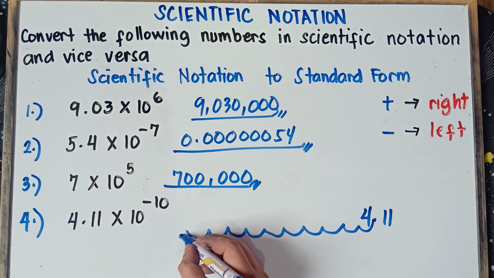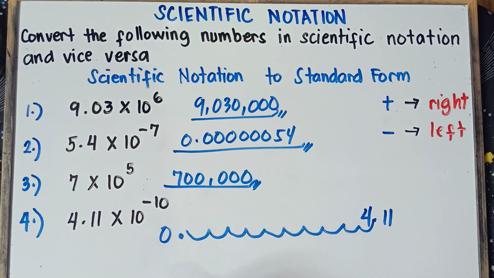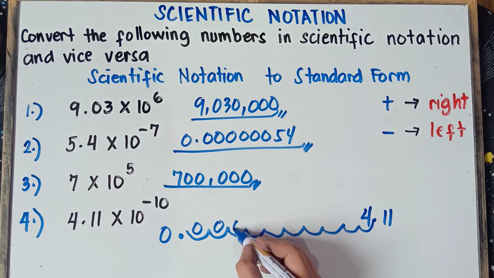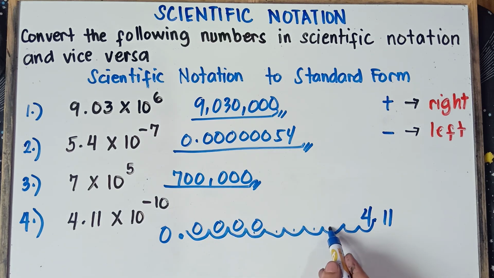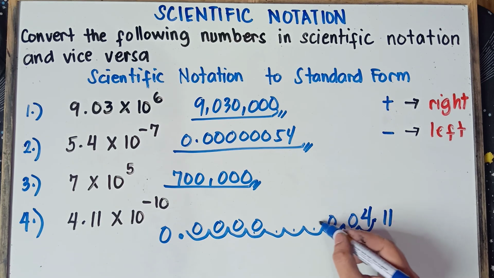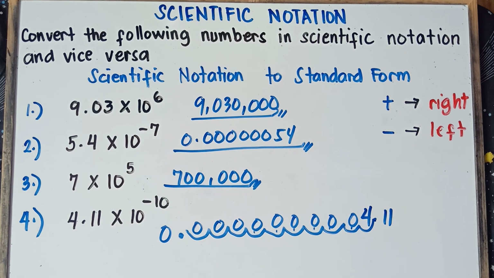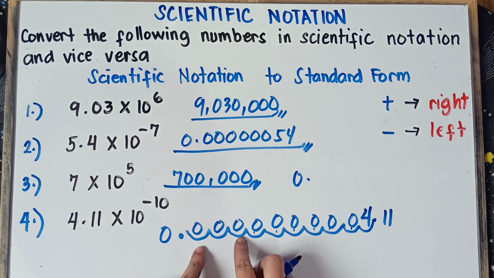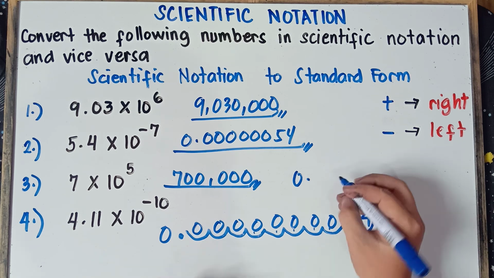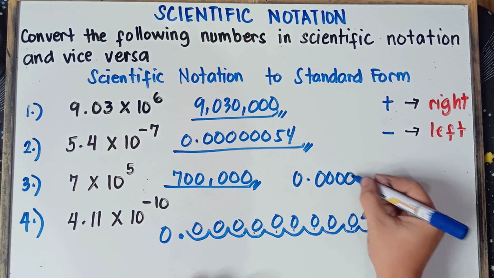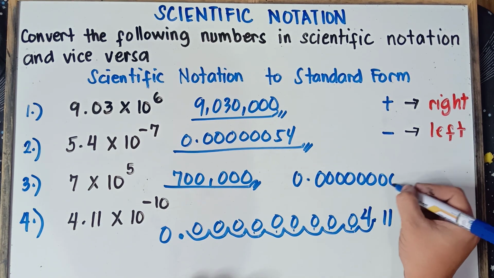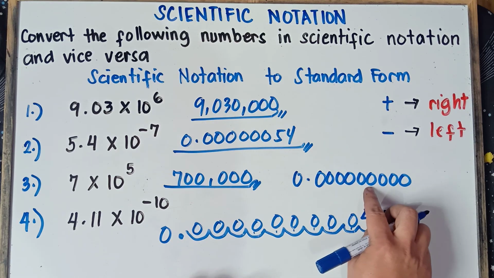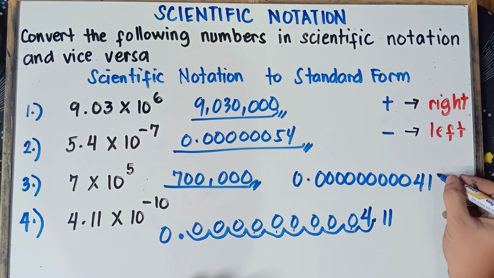And the decimal point will be here. So, therefore, we need to add 0 here, and then add zeros. So, how many zeros? 1, 2, 3, 4, 5, 6, 7, 8, 9. 9 zeros. Alright, so our answer, we have 0 point, and then we have 9 zeros. Then 3, 6, 9, 4, and then 1, 1.